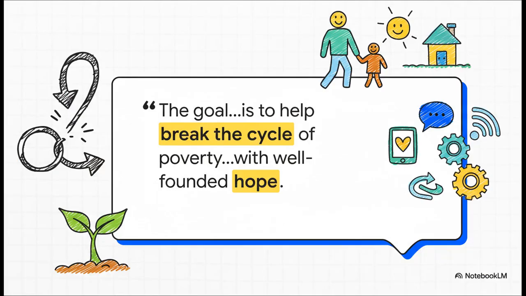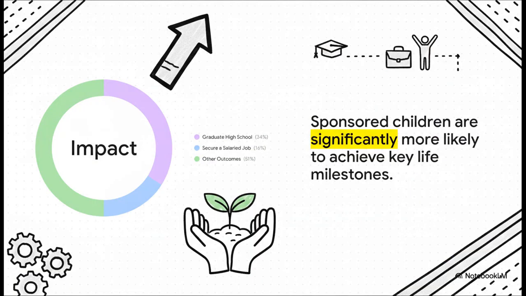This quote from World Vision really says it all. The goal is to help break the cycle of poverty so children and families can step into the future with well-founded hope. The software, the updates, the messages, they're all just tools that serve this one profound human goal. And the long-term impact is just staggering. Research shows that sponsored children are 27 to 40% more likely to graduate high school. And get this, they're also 14 to 17% more likely to land a salary job as an adult. These aren't just statistics. These are entire life stories being rewritten for the better.